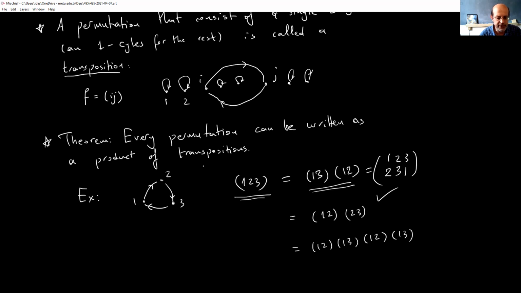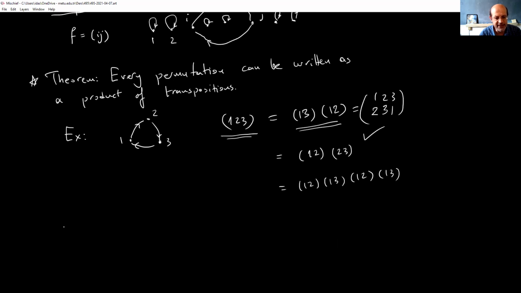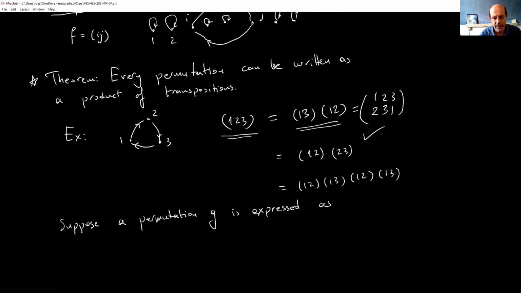I think this is quite straightforward. We can easily show this. There's no problem with this. The difficult part here is the other part of the theorem, right? That basically says this: suppose a permutation G is expressed as a product of transpositions.